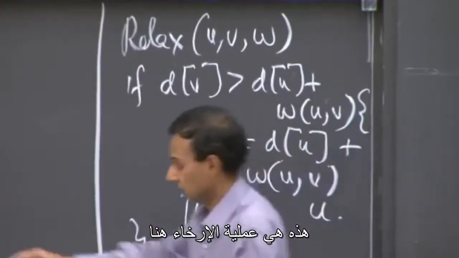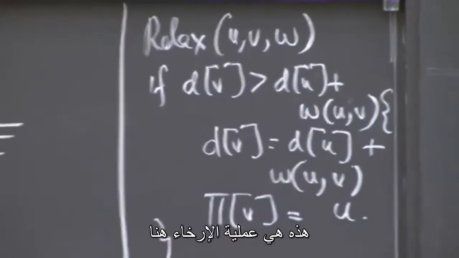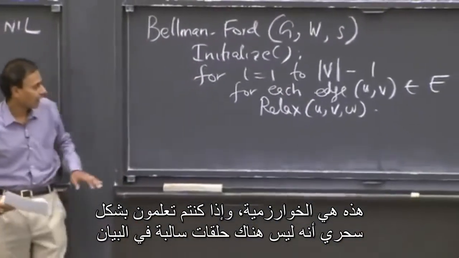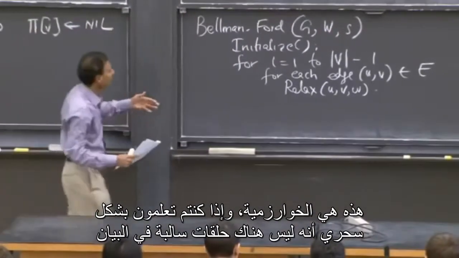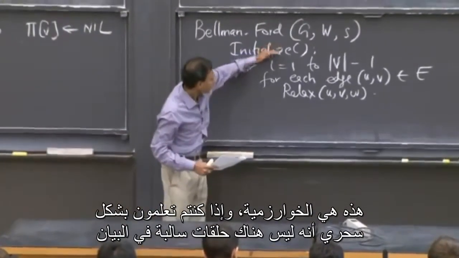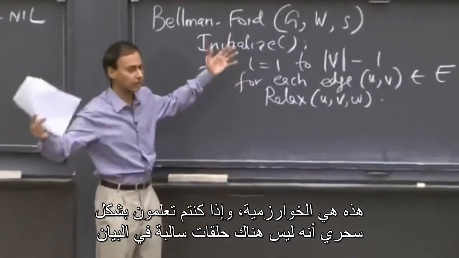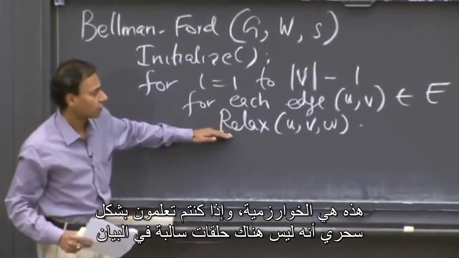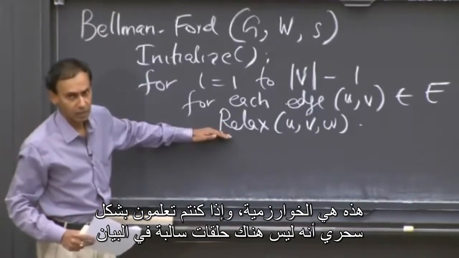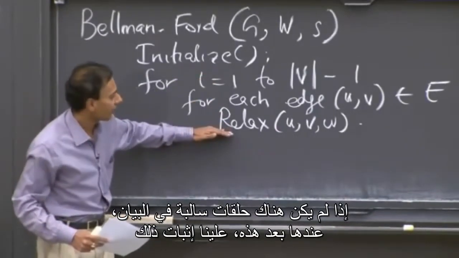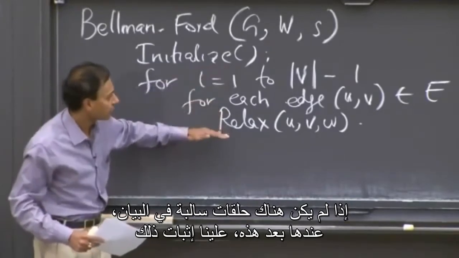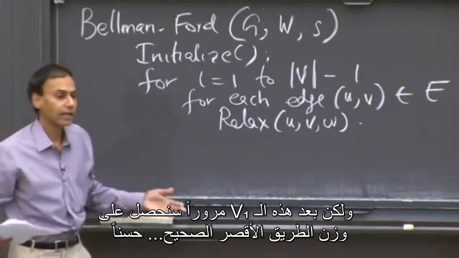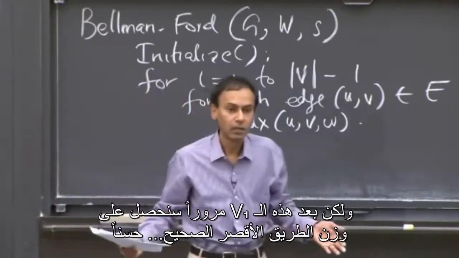That's the relax operation over here. And so that's the algorithm. And if you know magically that there are no negative cycles in the graph, then after these V minus 1 passes, we'll have to prove this, you're going to get the correct shortest path weights, okay?